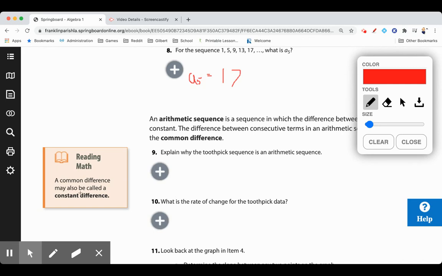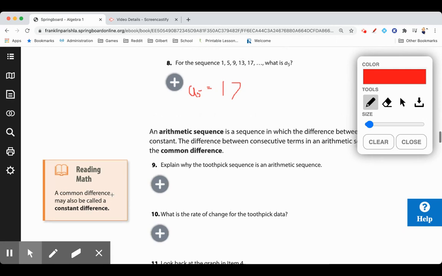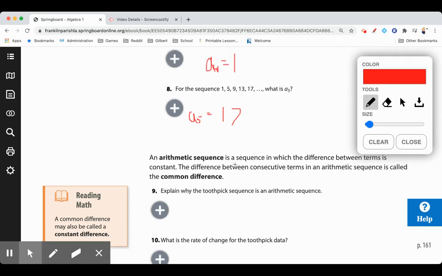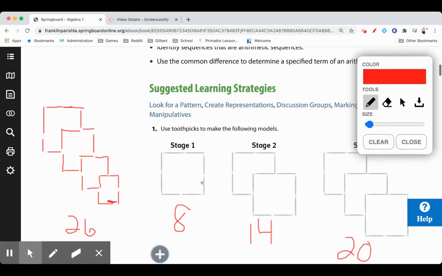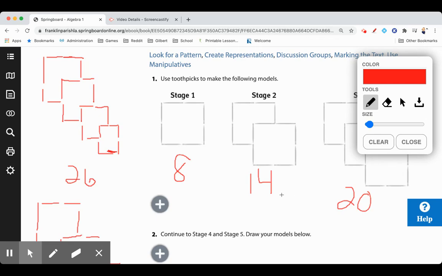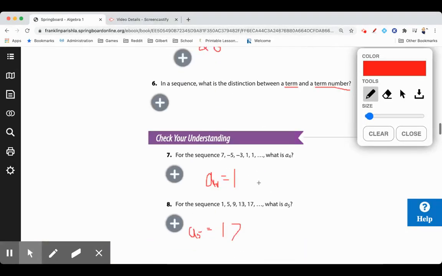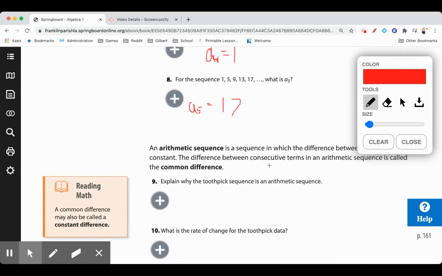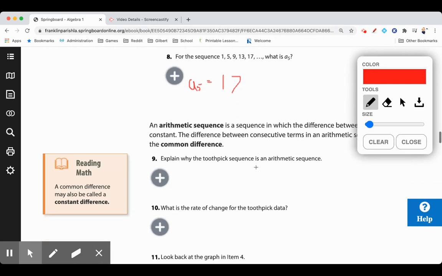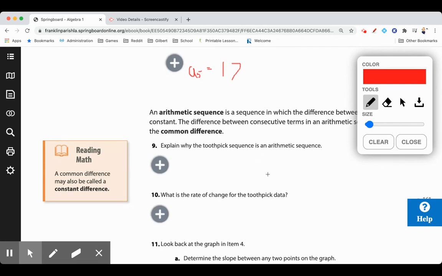Common difference can be called common constant difference. Oh, more words that mean the same thing. An arithmetic sequence is a sequence in which the difference between the terms is constant. So this was an arithmetic sequence because each one had a difference of 6, the common difference. That is what the difference between terms is called, how much it changes, because it increases by 6 every time.